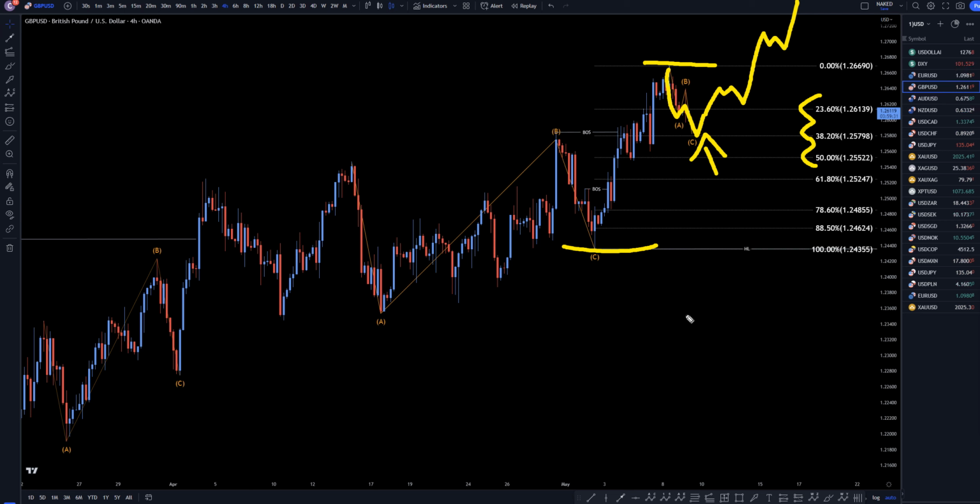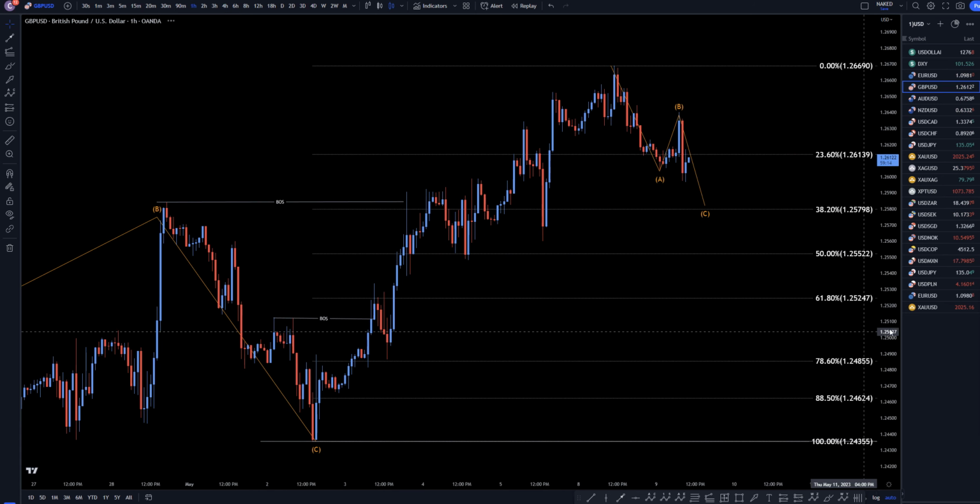Now tomorrow is CPI news for the US dollar, so I do believe that tomorrow's news is going to tell us a lot about whether this is just going to be a correction to this last wave up, or whether it's going to end up making a bigger correction on the longer time frames. So let's take it down to the 1 hour time frame.